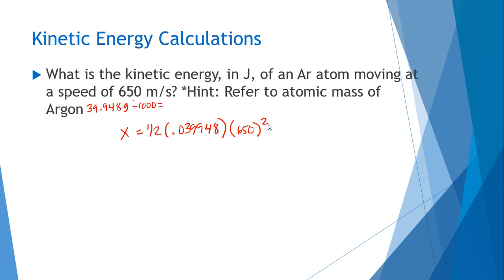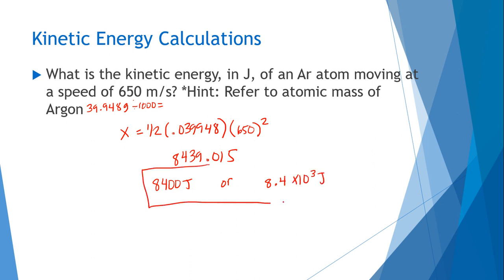Again, you can square this first and then multiply, or you can put this in your calculator altogether. But you should get 8,439.015. Unfortunately, I can only have 2 sig figs based on my speed. And the best way to get 2 sig figs here is either to round it to 84,000 joules, or you can put it into scientific notation and put 8.4 times 10 to the third joules. Either one of these are acceptable answers. Okay.